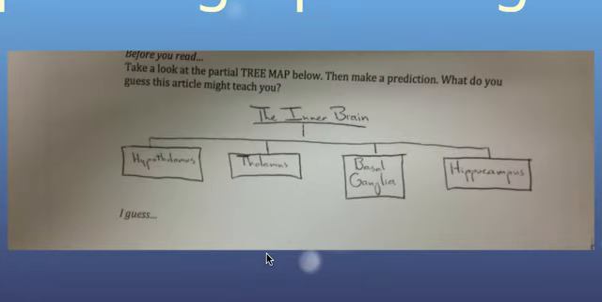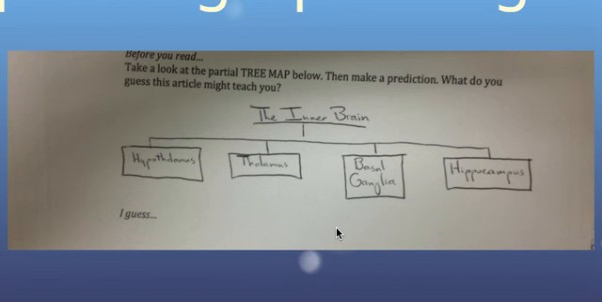So you see here is one. We've given them a tree map, a very, very incomplete tree map about the inner brain: hypothalamus, thalamus, basal ganglia, hippocampus. We could leave a couple of those blank. And the idea is then for the student, before they read, to make a guess. What do you think you're going to read about? And they can probably tell they're going to learn about those four topics, and we're probably going to find out more details about them, so we have space for details down below.